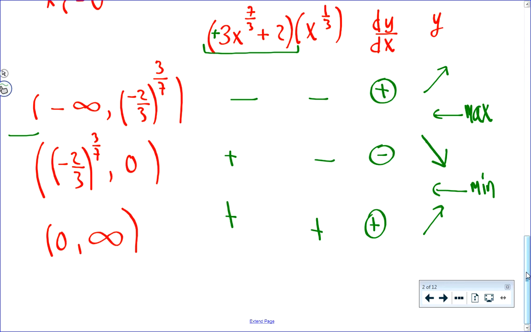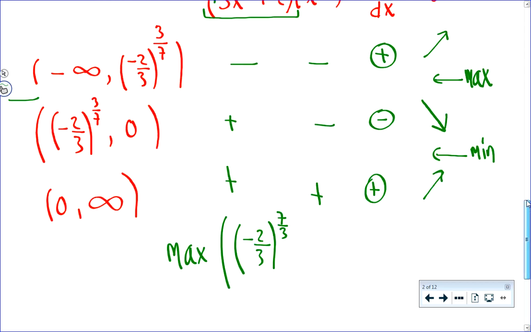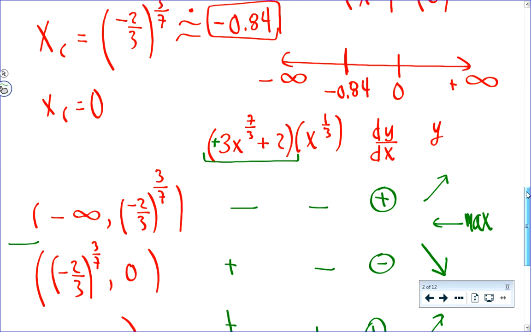So I'm going to do the same thing I did with the last lesson. I'm simply going to make a note that there is a maximum at negative 2/3 raised to the 7/3. Geez, was that the right number? Yes, it was.